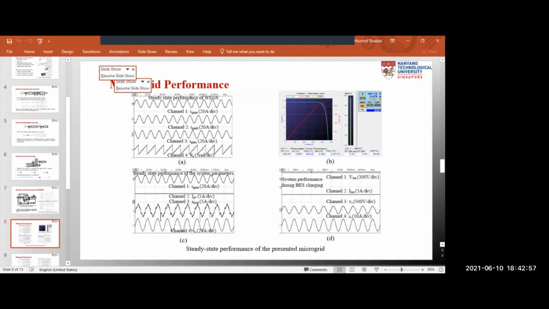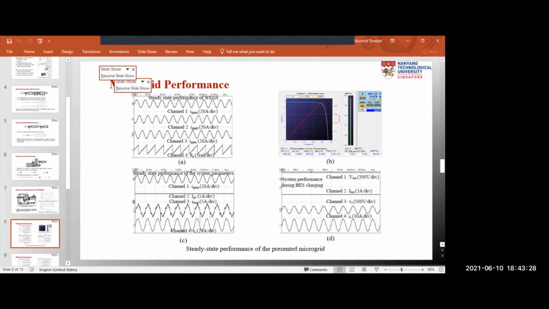In the third, we see the generator current. In C, first is the generator current, and second is the PV current. PV current is settled at the MPPT current, IMP, and the third is the load current, which we see is not sinusoidal, it is distorted, and even if it is distorted, the grid current is sinusoidal in nature. The fourth one is the grid current.